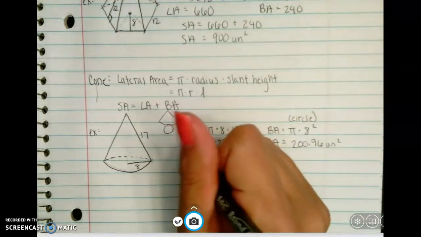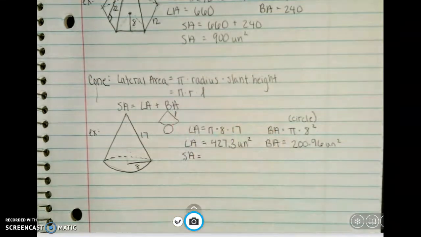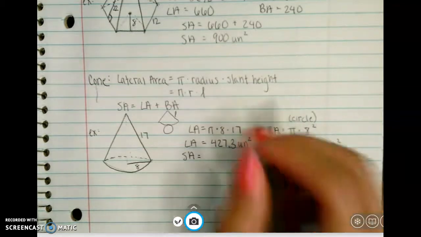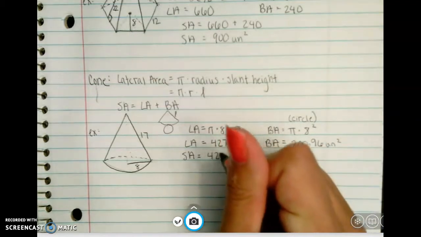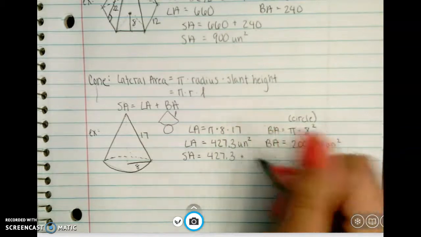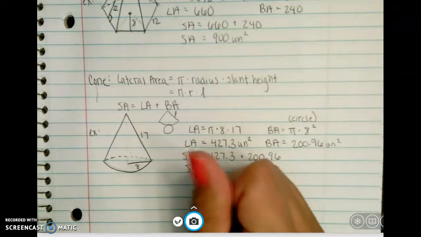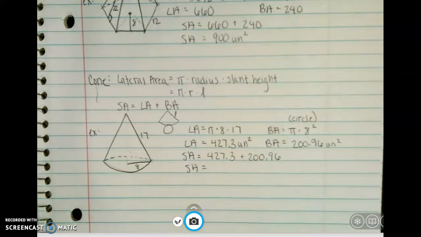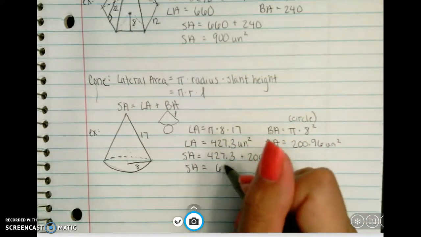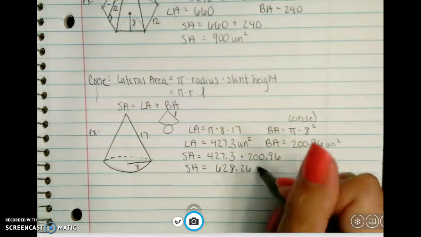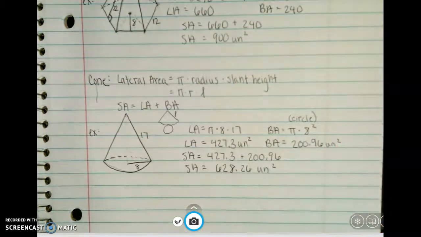Lastly, to find surface area, you add the lateral area plus the base area, so 427.3 plus 200.96, and the surface area is 628.26 units squared for the cone.